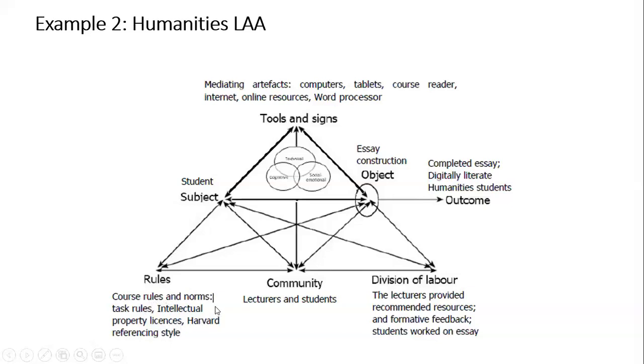So we also know our course rules, cultures and norms. And then there are also the task rules, such as looking at intellectual property licenses and making sure that students don't plagiarize. So they have to look at so much. And then, of course, there is the Harvard referencing style. So there are a number of rules they have to abide by. And then here we have the lecturers and students.